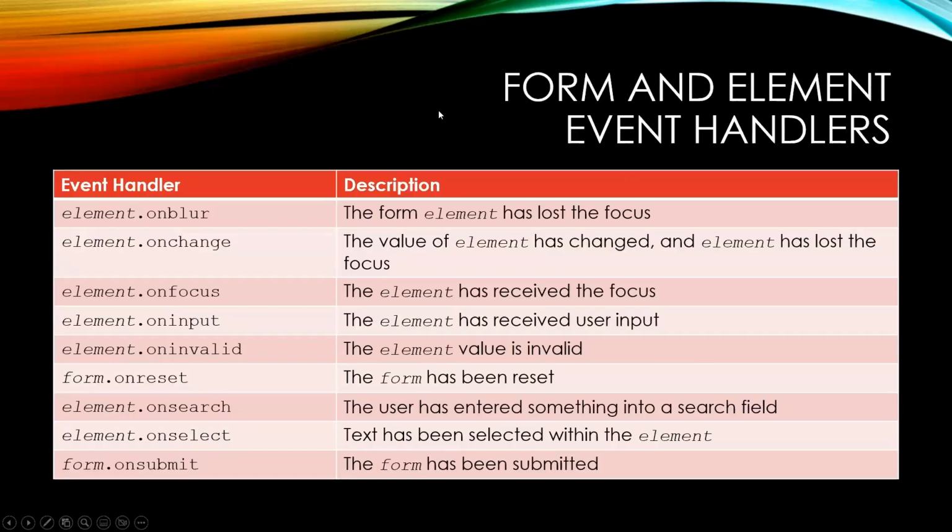Form and element event handlers. We've talked about some of these. We have onblur, and that is when the element has lost focus. We've got onchange, so if something has changed. Onfocus, so it receives focus. Oninput is when the user has put in input. Oninvalid, so is the element value valid or not. Onreset, onsearch, onselect, and onsubmit.